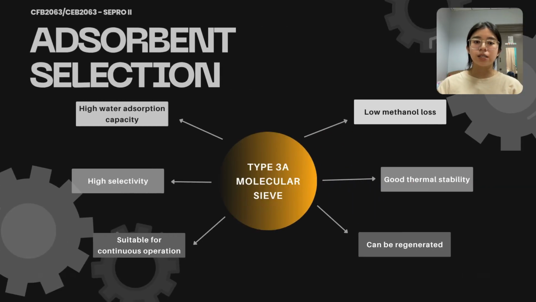Now for the adsorbent selection, type 3A molecular sieve was chosen. This adsorbent has a pore size of approximately 3 angstroms, which allows water molecules to enter while preventing the larger methanol molecules from being adsorbed. As a result, water can be removed efficiently with very little methanol loss. In addition, type 3A molecular sieve has high adsorption capacity, excellent thermal stability, and can be regenerated for repeated use, making it suitable for continuous industrial operation.